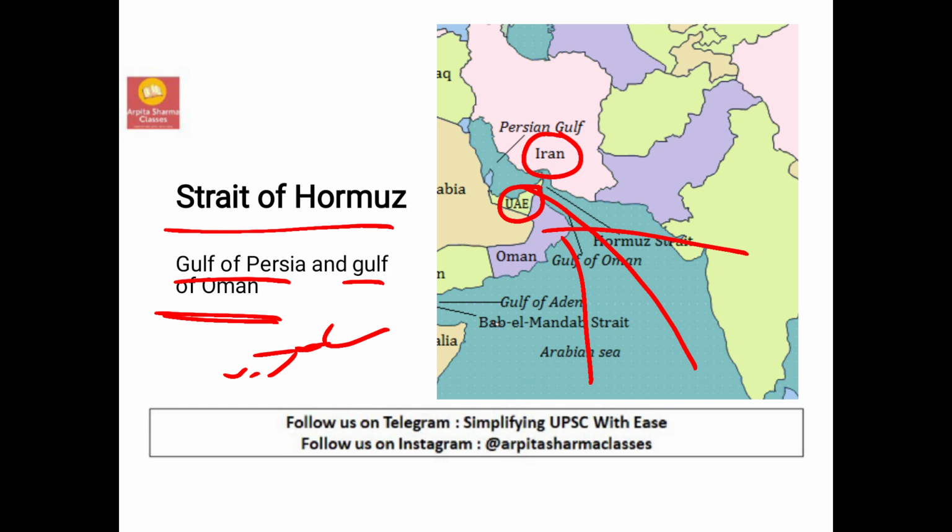This country is the world's largest liquefied natural gas exporter, that is, LNG exporter, and it exports most of its LNG through this strait itself. Not most, all of its LNG, you can say, passes through this strait. The Strait of Hormuz is important in the aspect of Qatar because it is the world's largest producer of LNG, and it is transporting its LNG through this strait itself.